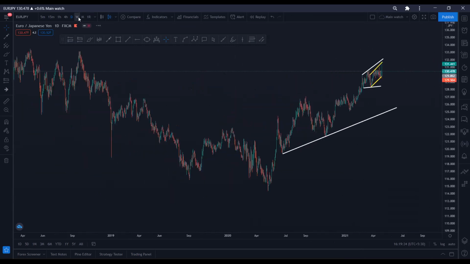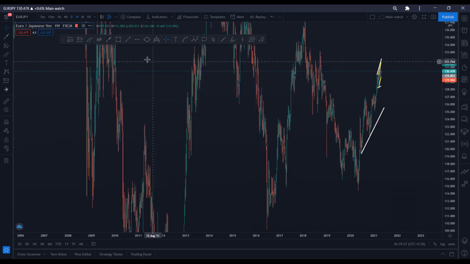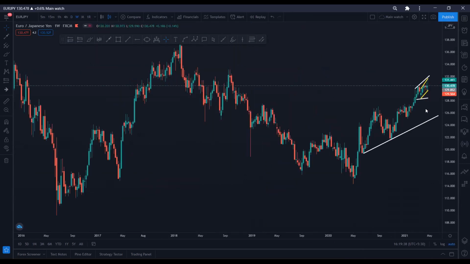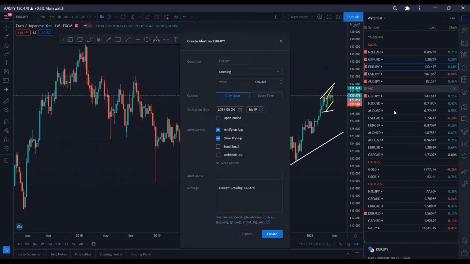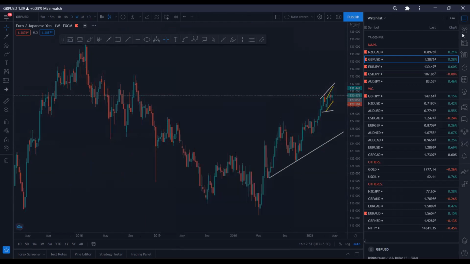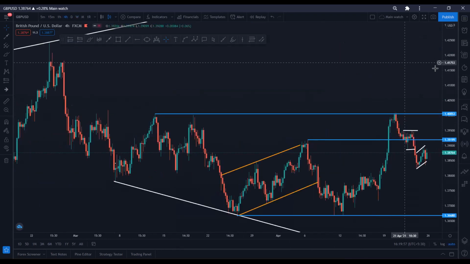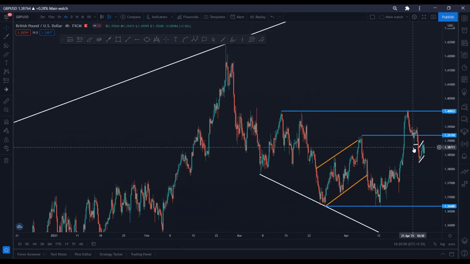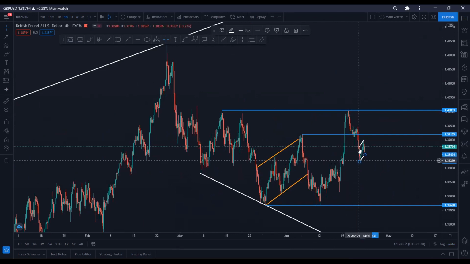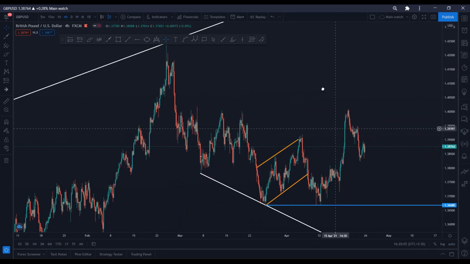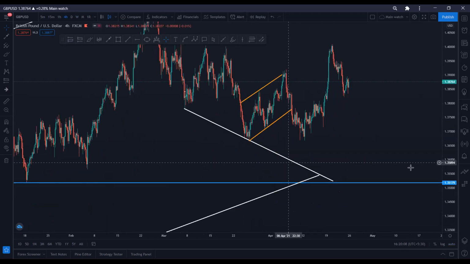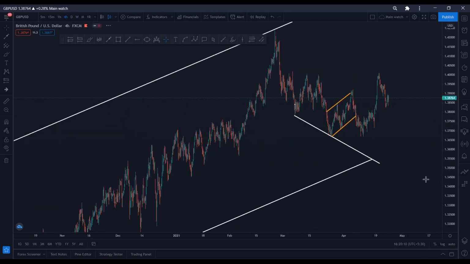This is Euro JPY. Can I do GBP JPY? GBP USD? GBP USD, sure. Yes, sir. Let me just clear it out, then I will tell. Yes, sir.